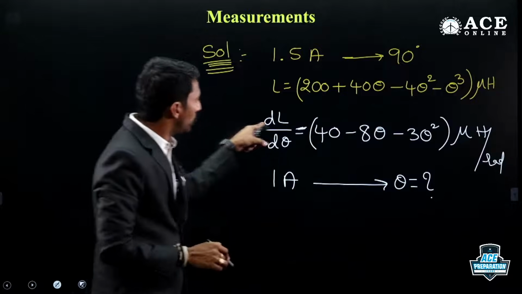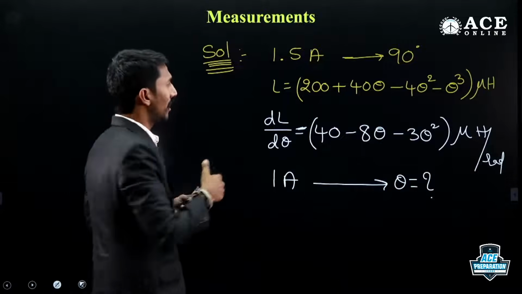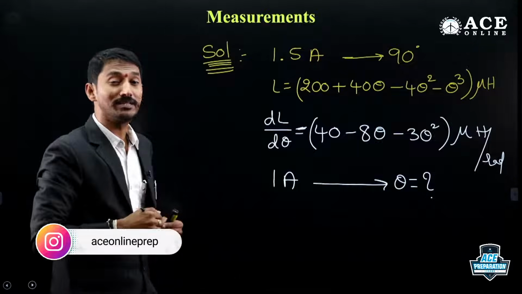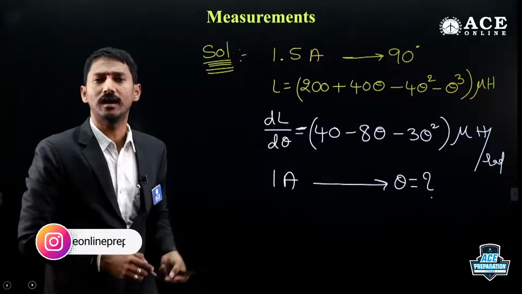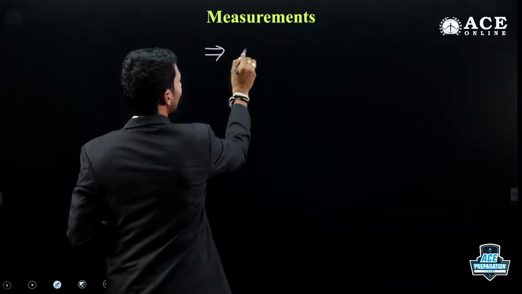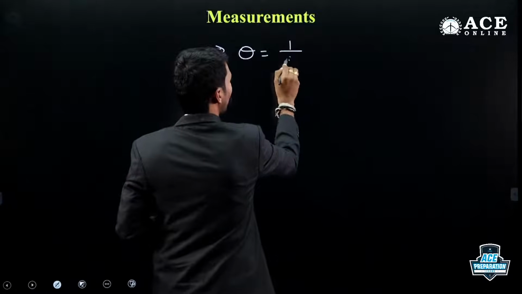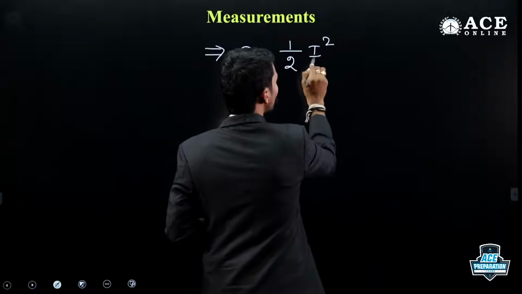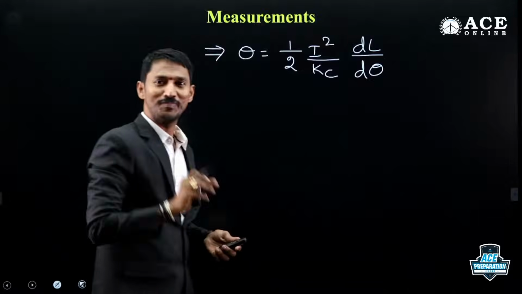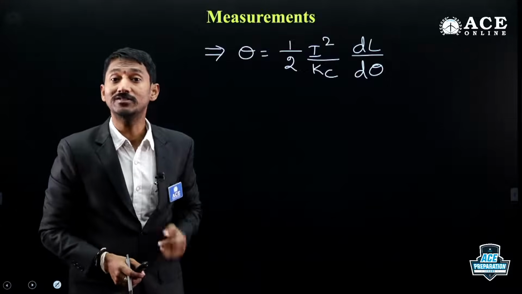But be clear, don't neglect the inductance when they give the data of inductance in the question. Otherwise, as I told you, with I1, theta 1, I2, theta 2, you can directly proceed, but this involves the inductance given in the data, so you need to go for it. First step, what is the angle of deflection theta formula in a moving iron instrument? Half I square by Kc times dL by d theta. The point here is, if you observe this entire thing, which values are given?